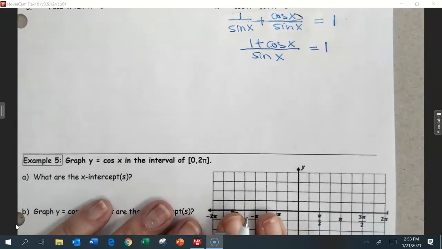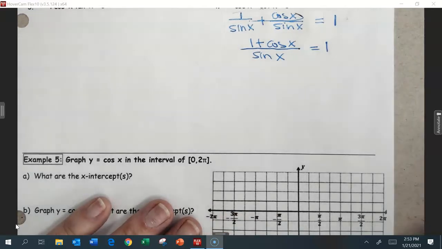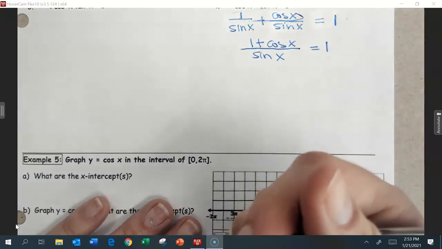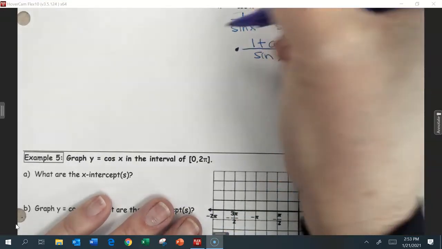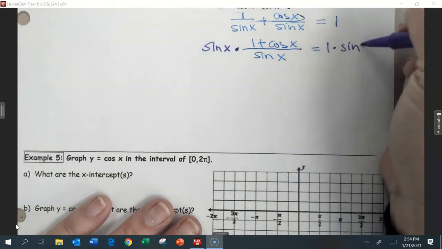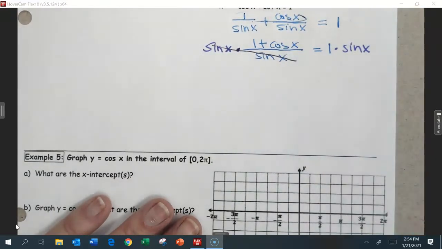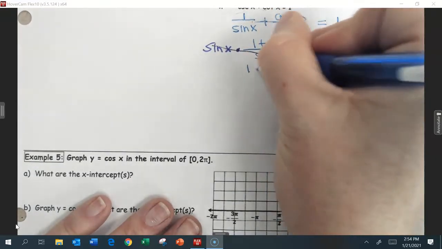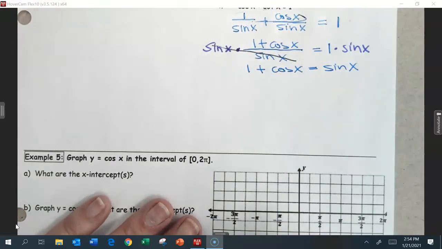Now you might be thinking, I have no idea how this is going to help me. Well, what could I do from here without making it even crazier? One of the things we've worked on a lot this year is getting variables out of the denominator. So if I multiply both sides by sine of x, I get 1 plus cosine of x equals sine of x.